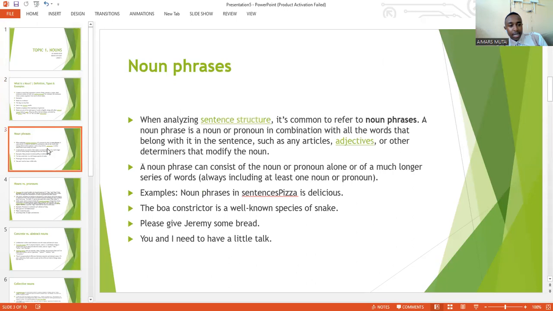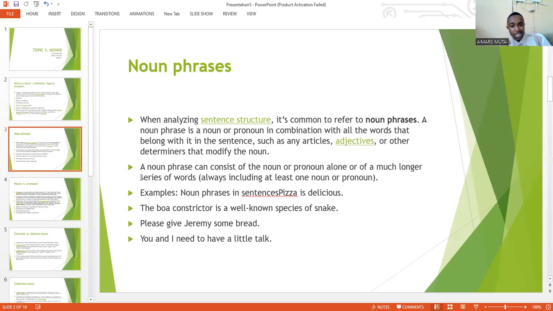Now let's see the second part of this unit: noun phrases. When analyzing sentence structure, it's common to refer to a noun phrase. A noun phrase is a noun or a pronoun in combination with all the words that belong with it in the sentence, such as an article, adjective, or other words that modify the noun. A noun phrase consists of a noun or pronoun alone, or of a much longer series of words, always including at least one pronoun or noun.